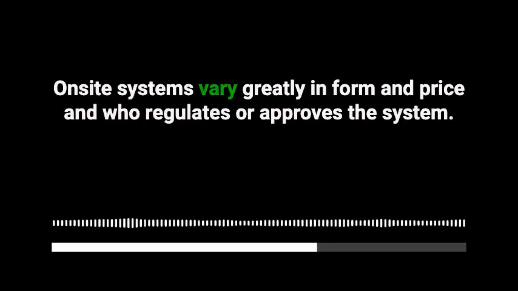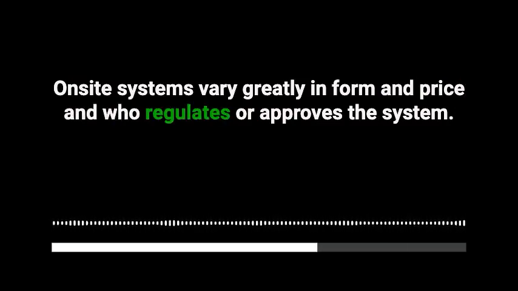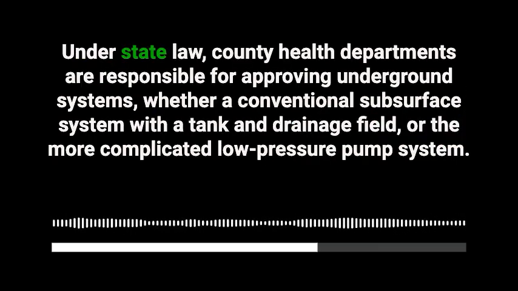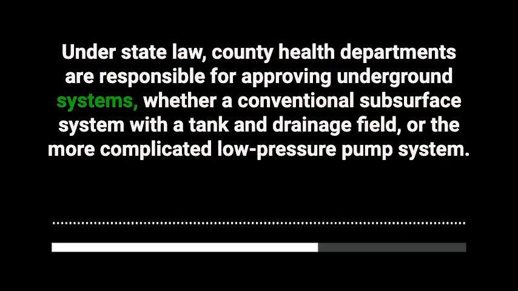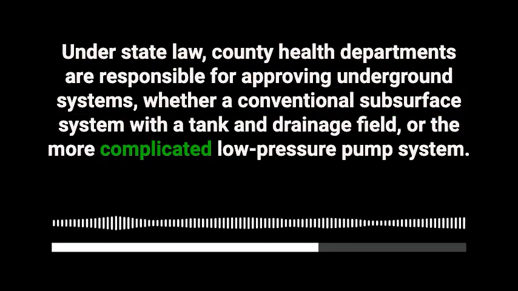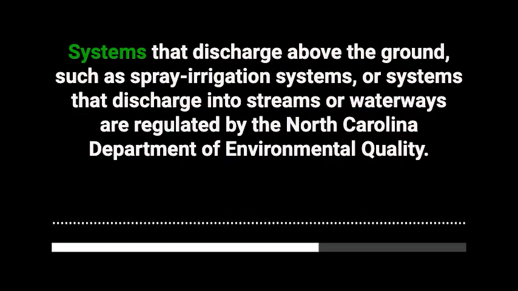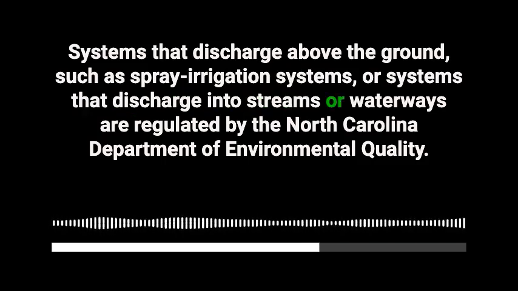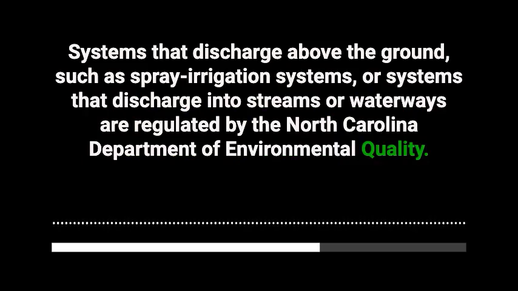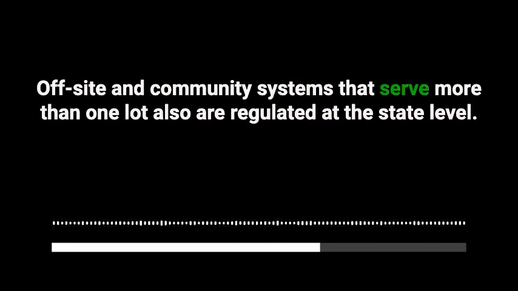On-site systems vary greatly in form and price, and who regulates or approves the system. Under state law, county health departments are responsible for approving underground systems, whether a conventional subsurface system with a tank and drainage field, or the more complicated low-pressure pump system. Systems that discharge above the ground, such as spray irrigation systems, or systems that discharge into streams or waterways, are regulated by the North Carolina Department of Environmental Quality. Off-site and community systems that serve more than one lot also are regulated at the state level.